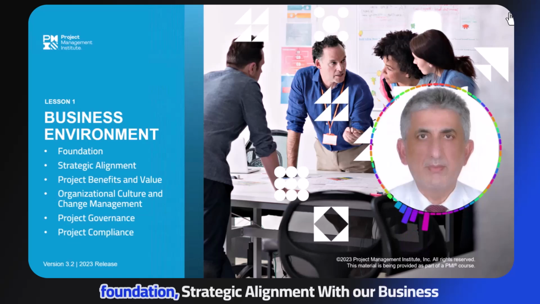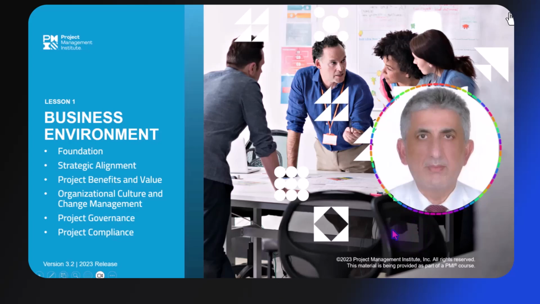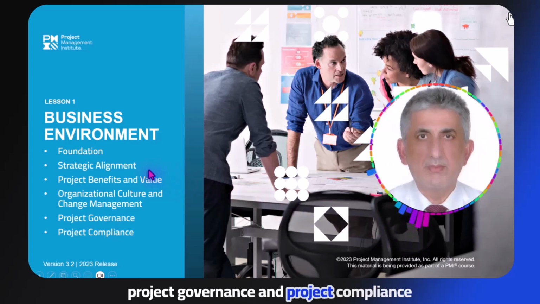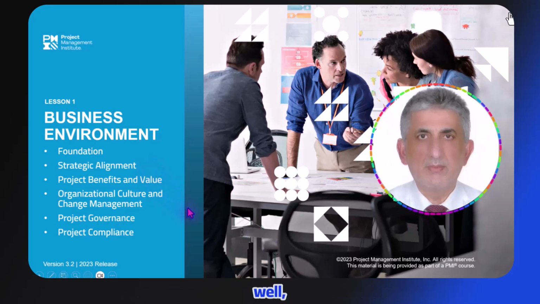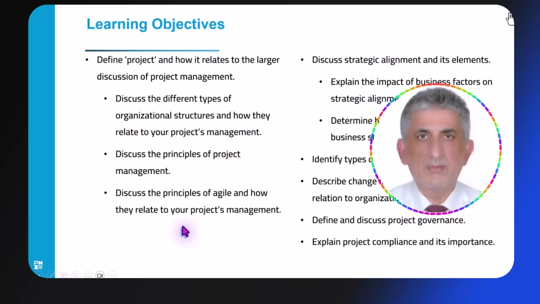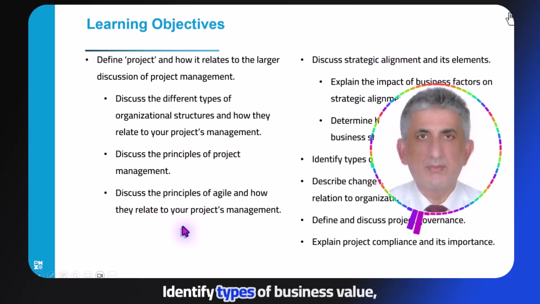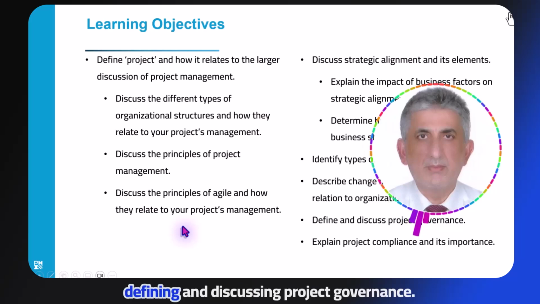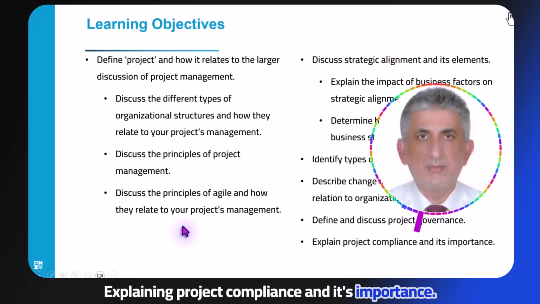First lesson is business environment. It consists of foundation, strategic alignment with our business goals, project governance, and project compliance are very important aspects that we will cover as well. Learning objectives of the first lesson are defining what a project is, discussing strategic alignment and its elements, identifying types of business value, describing change management, defining and discussing project governance, explaining project compliance and its importance.